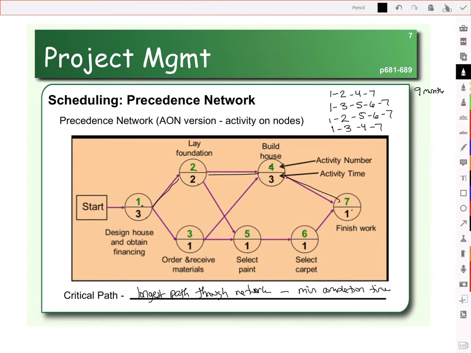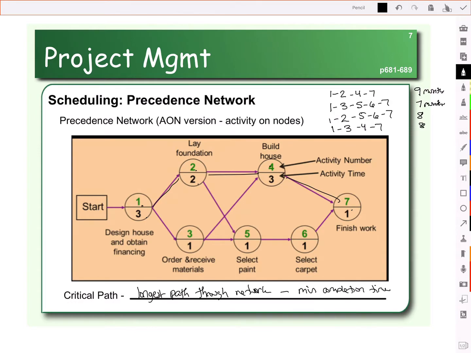Well, what about the other one? 1, 3, 5, 6, 7. That's 3 plus 1 plus 1 plus 1 plus 1, so that's 7 months. 1, 2, 5, 6, 7. That's 3 plus 2 plus 1 plus 1 plus 1, so that's 8 months. And 1, 3, 4, 7, so 3, 1, 3, 1 is 8 months.